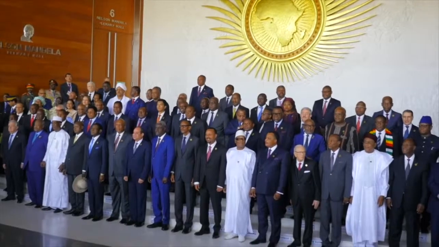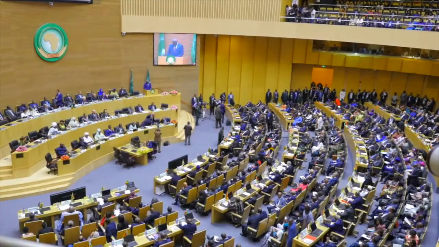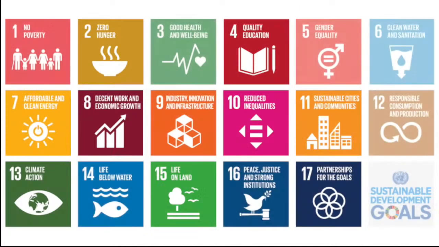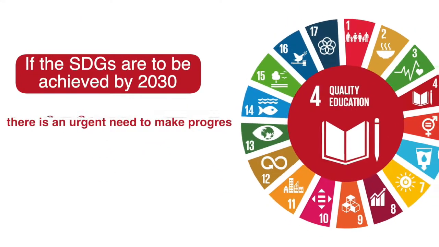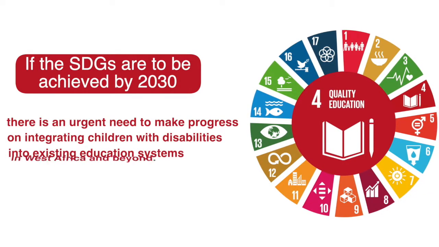Governments should honor their commitment to leave no one behind by investing more resources to address the inequality and disadvantage faced by girls and boys with disabilities. If the SDGs are to be achieved by 2030, there is an urgent need to make progress on integrating children with disabilities into existing education systems in West Africa and beyond.